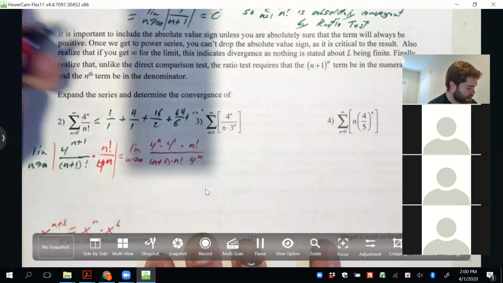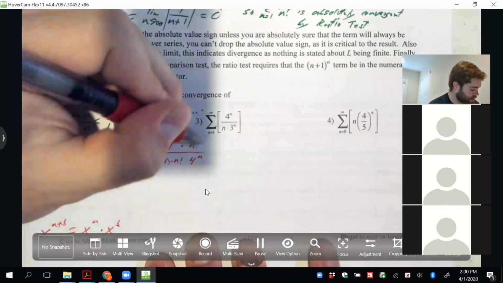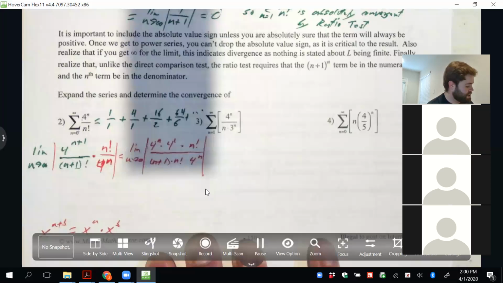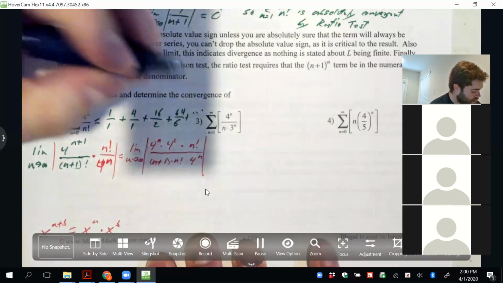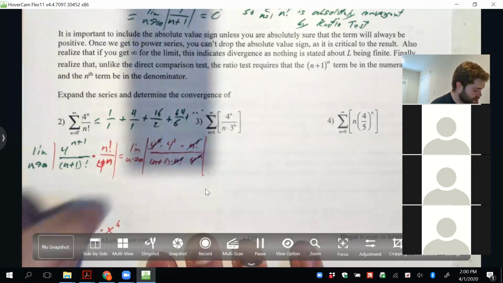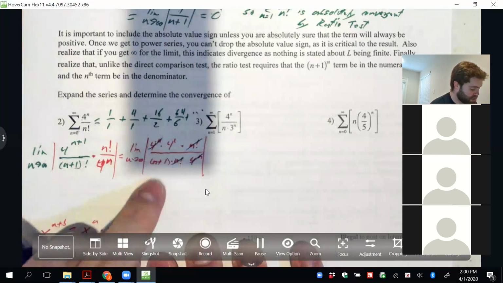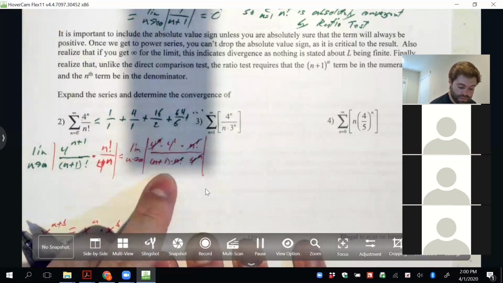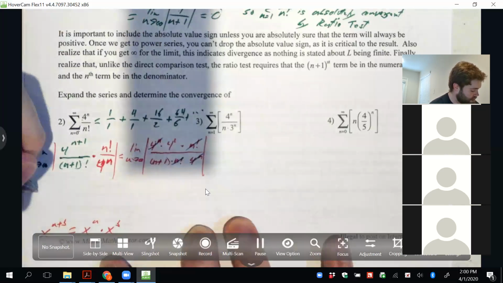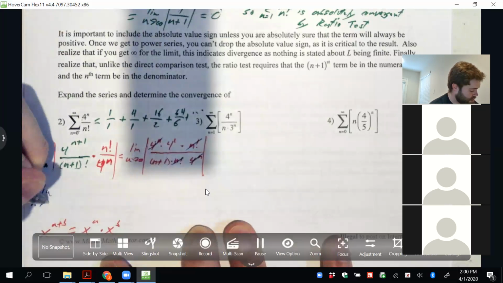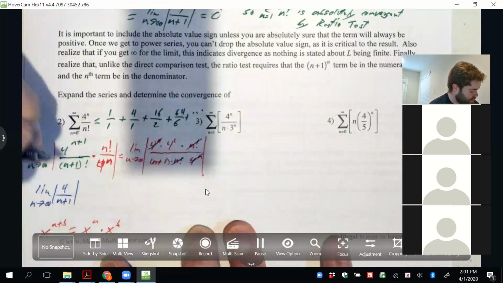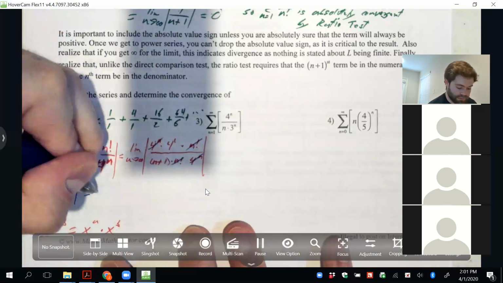And right now, some things can cancel, which is my absolute value. We have 4 to the n on top and bottom, so it cancels. The n factorials cancel. We just have 4, that's just a 4, over n plus 1. Since we just have 4 over n plus 1, I'll rewrite it like that. Limit as n approaches infinity of the absolute value of 4 over n plus 1. Well, that limit is 0.